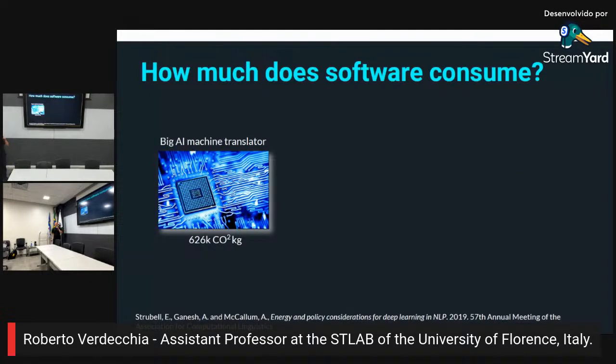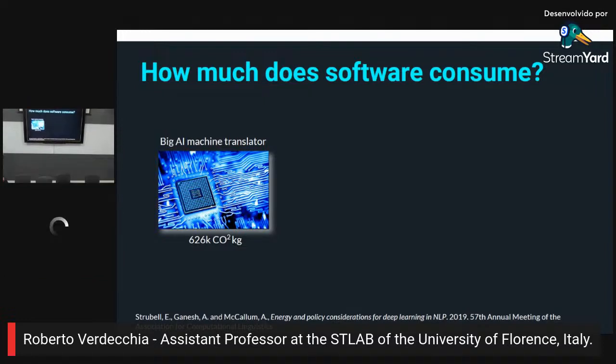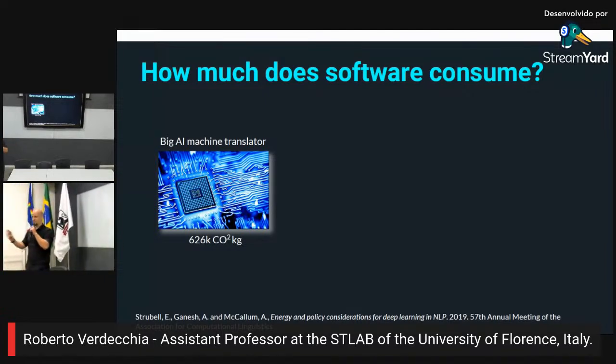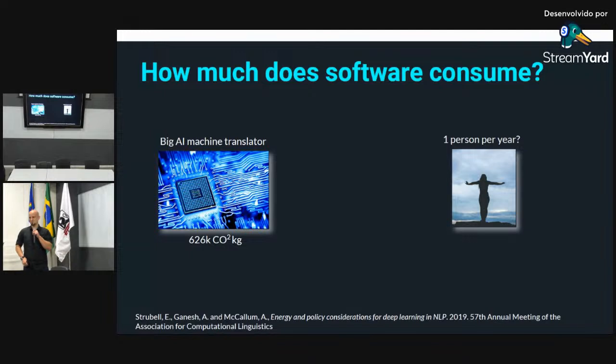A big AI machine translator like Google Translate consumes 626,000 kilograms. To put it in perspective, how much do you think an American person consumes in a year? Everything included: flights, food, clothes, water. No right or wrong answer. It's around 11 thousand.